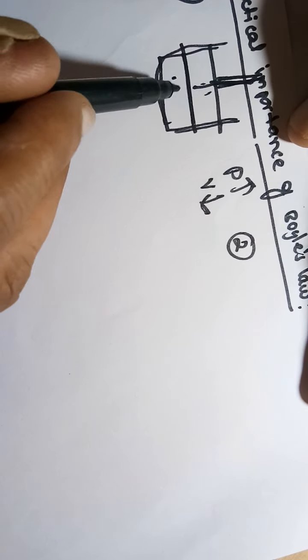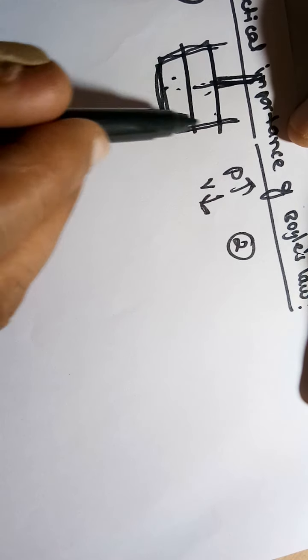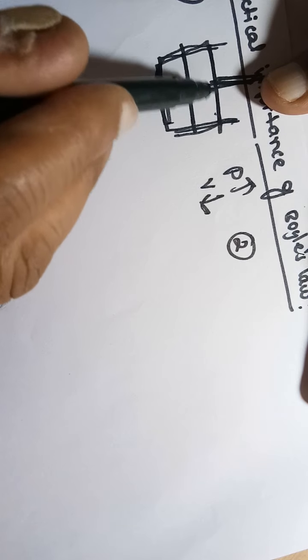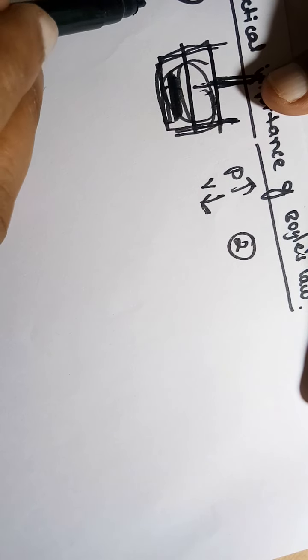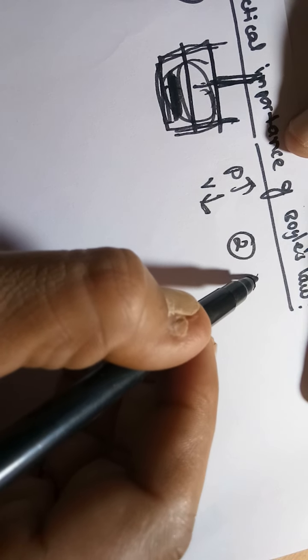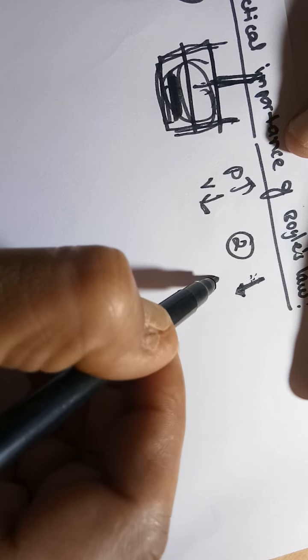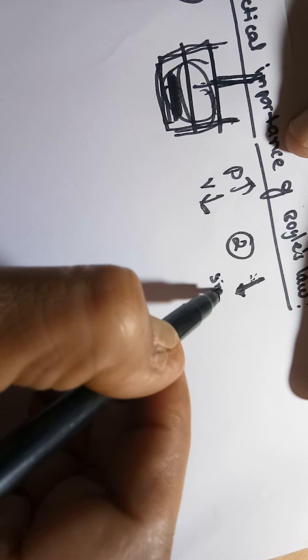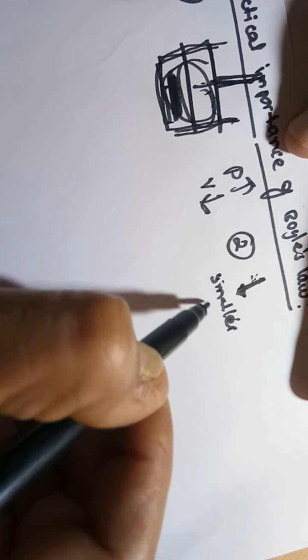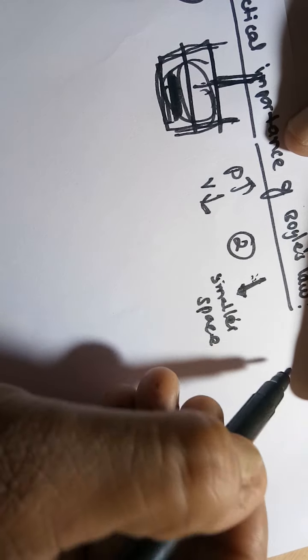Next one. When a gas is compressed, the same number of molecules, because the gas has not escaped out, occupies a smaller space. When gas is compressed, the same number of molecules occupies smaller space, or smaller volume.